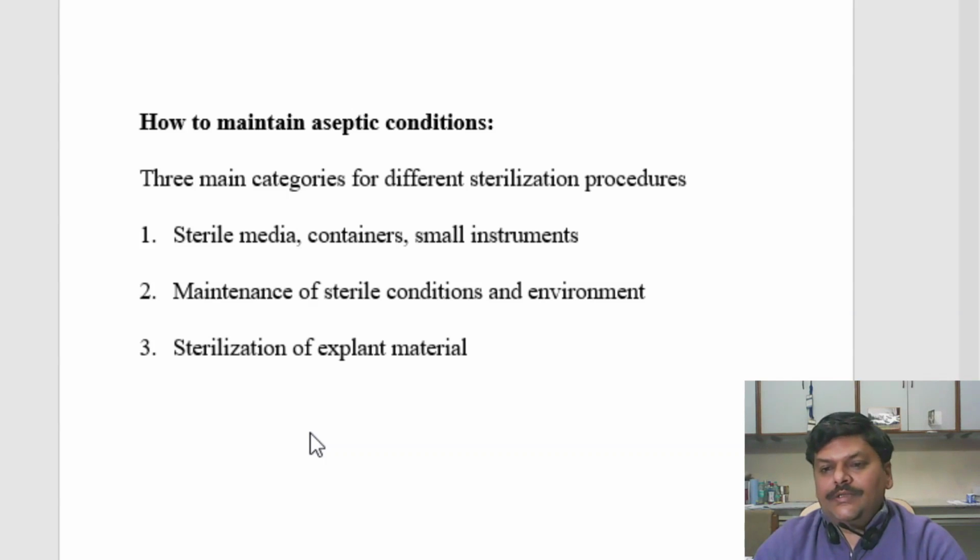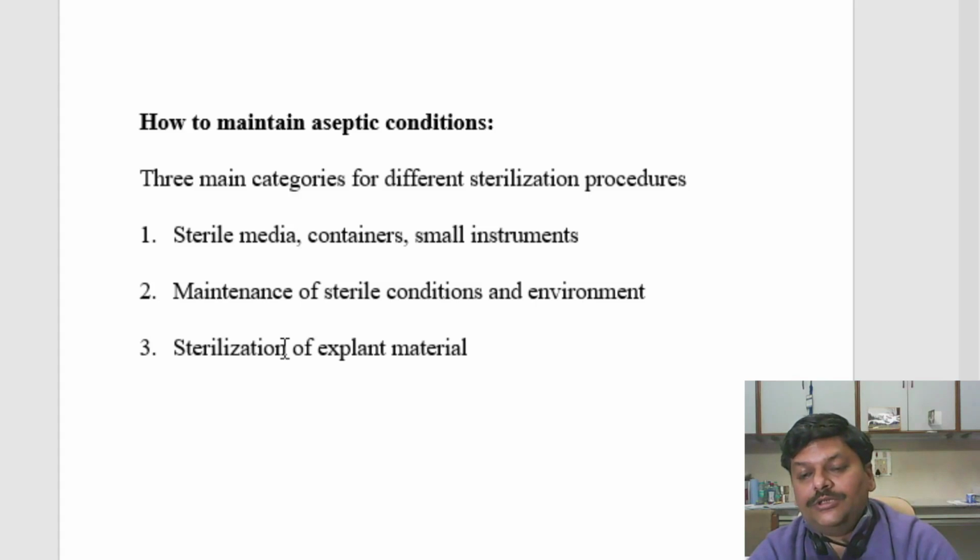This is listed as the maintenance of aseptic conditions in plant cell tissue culture, and there are three things which need to be sterilized. The media, containers, and small instruments need to be sterilized. Then the area where we work, that is the laminar flow hood as I just mentioned, and the part of the plant which we are going to use for plant tissue culture also need to be sterilized. And if we work with our bare hands, our hands also need to be surface sterilized.